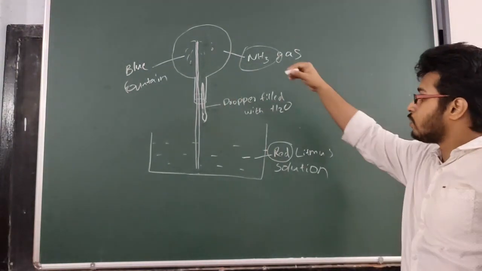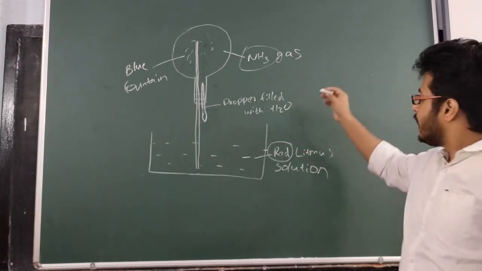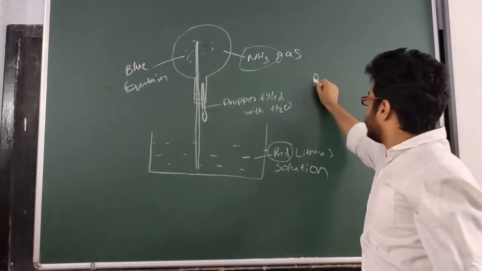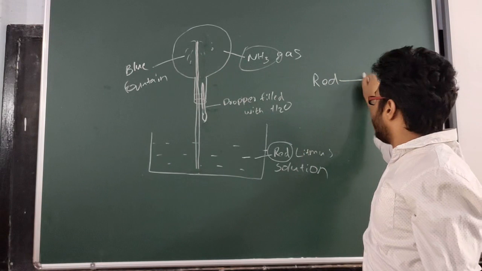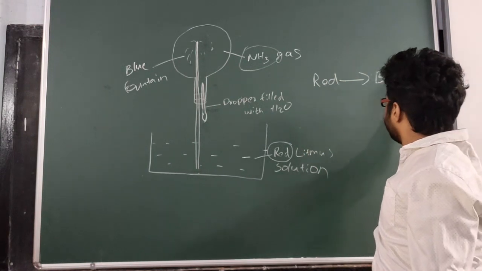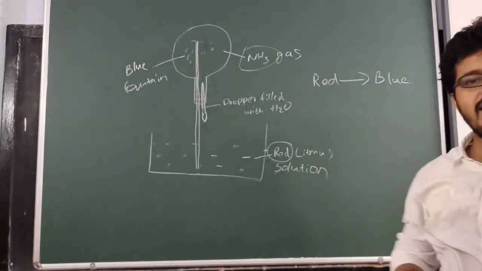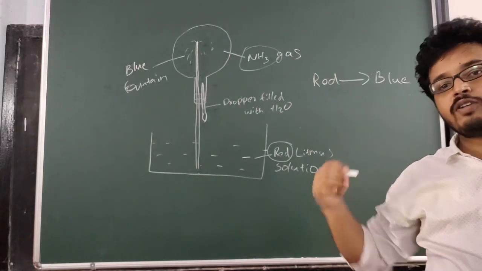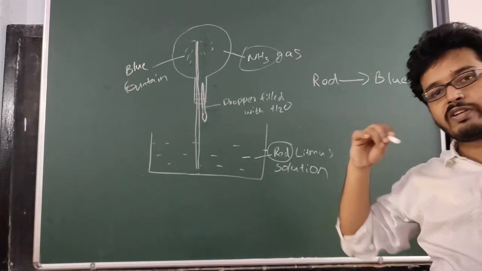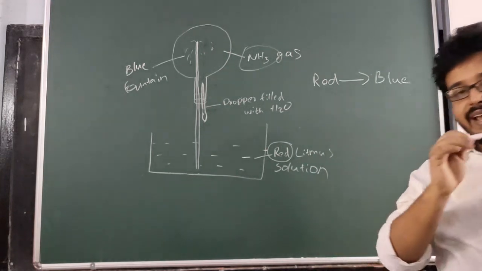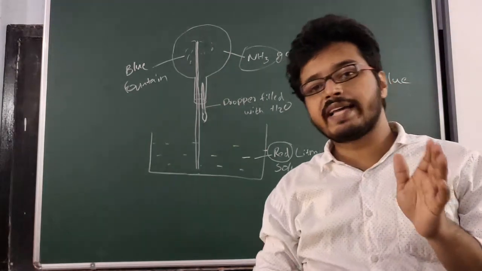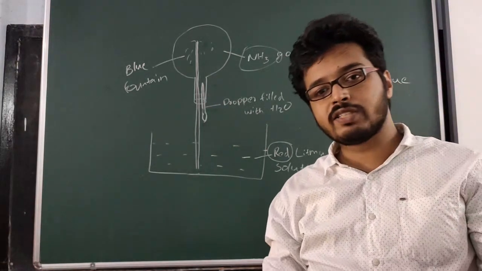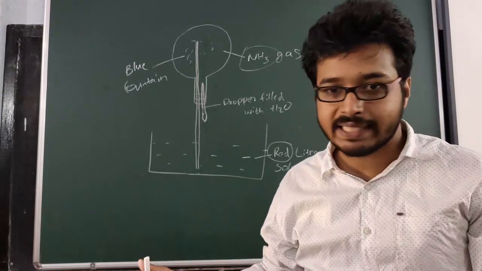First, let's conclude based on the color change. The color change here was from red to blue. In the previous one, it was from blue to red. So the conclusion for that color change was a compound which can convert blue litmus to red. It is called an acid.